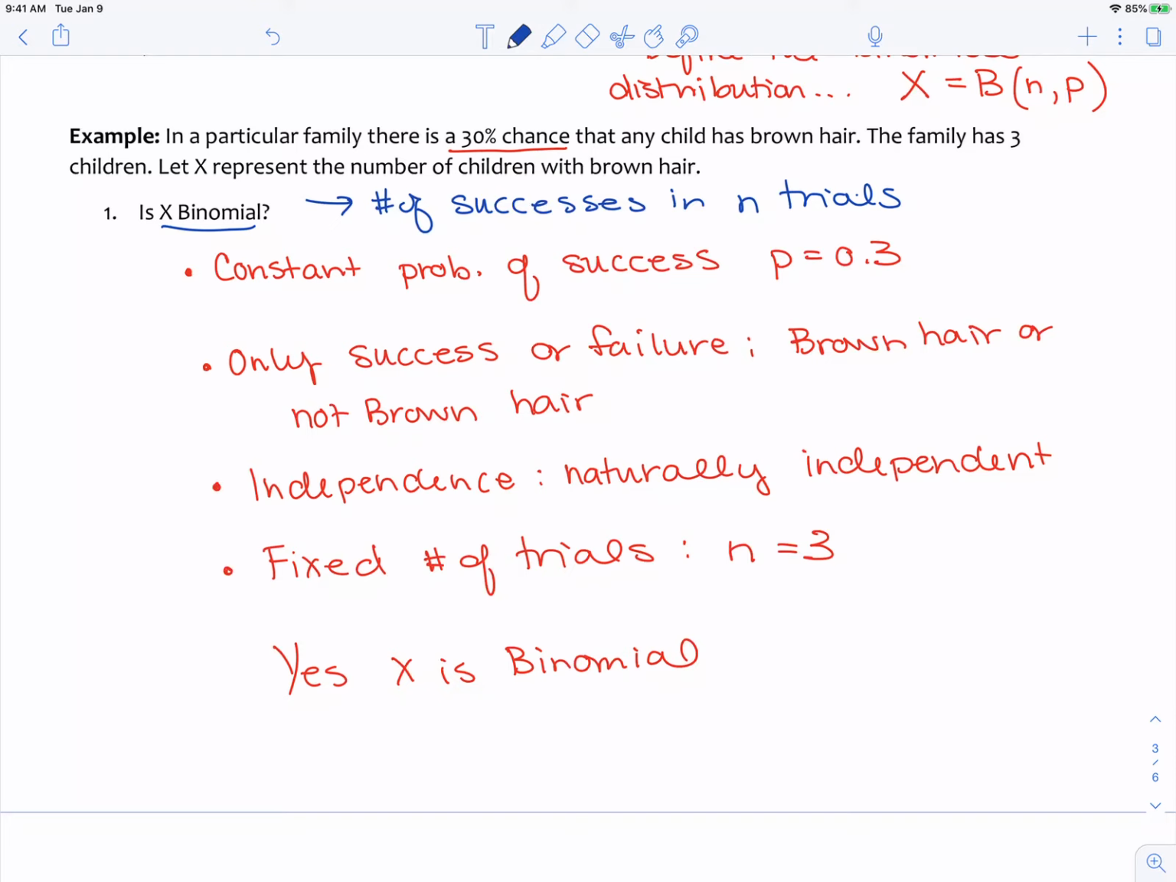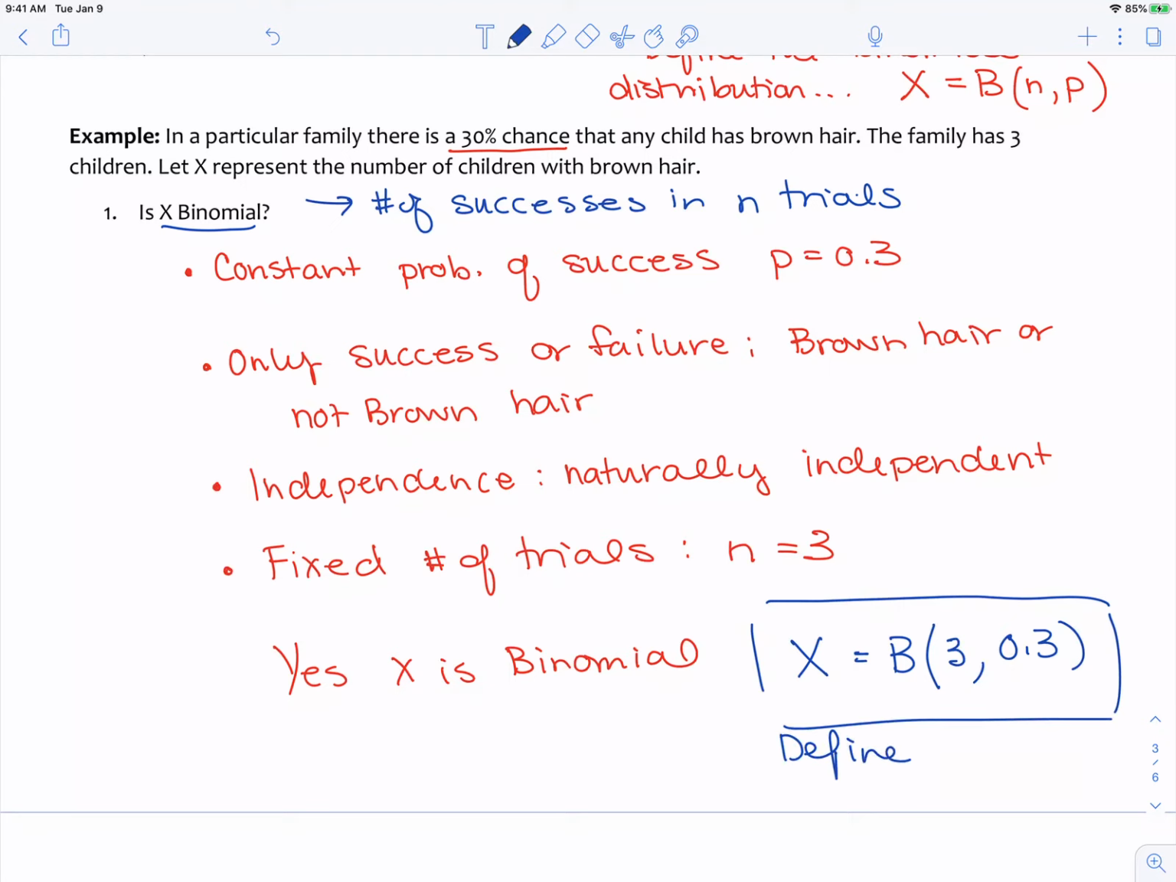So this we would define as X being the thing that's being distributed. And then we set it equal to B, meaning it's a binomial distribution, and we have n equal to 3, and the probability of success is 0.3. So this is how we would define the distribution.